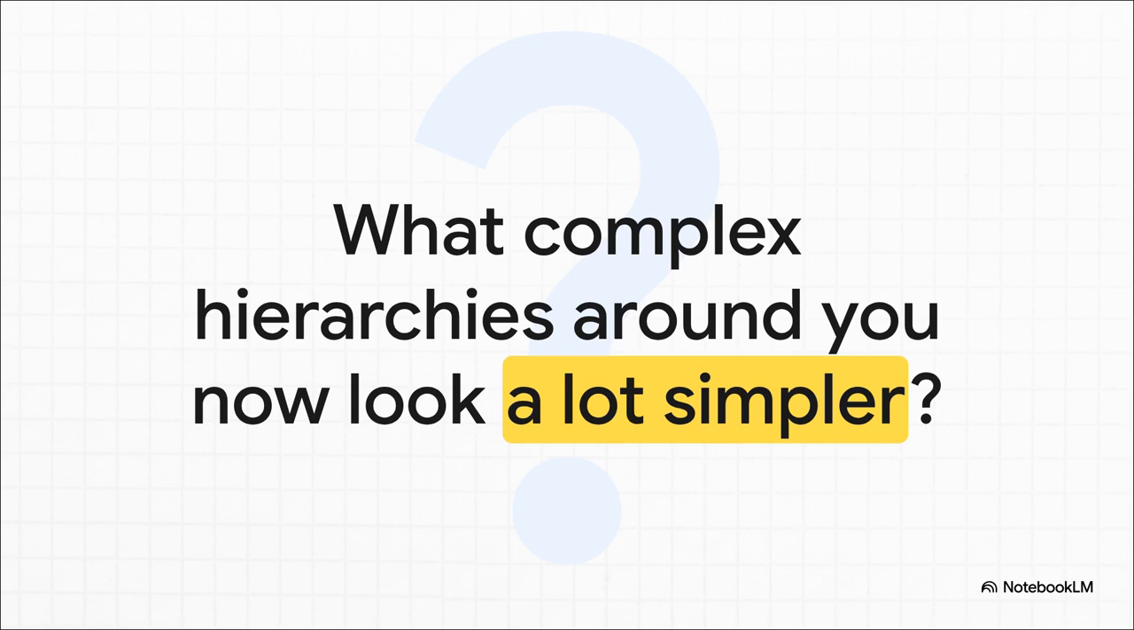So, now that you can kind of see the world through this lens of leaves and composites, I'll leave you with this question. Think about the systems you work with every day, or even something like a family tree or a recipe's ingredient list. What are some of the complex hierarchies all around you that suddenly look a whole lot simpler now?